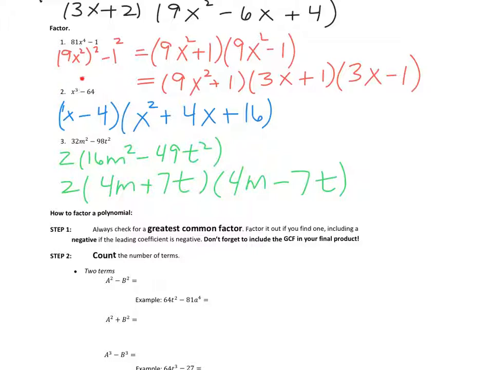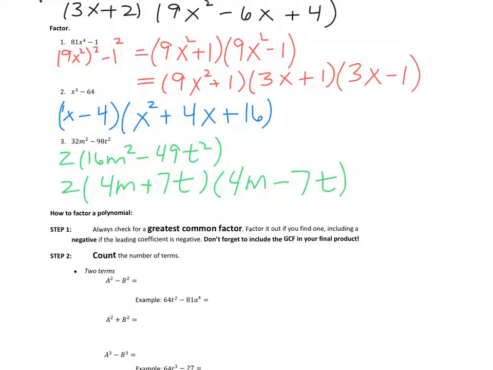Number 2 is relatively straightforward. No greatest common factor, 2 terms, difference of cubes. 64 is 4 cubed. So here we go here. Number 3 was a little bit different because we had to factor out a greatest common factor first. And remember to include that 2 in your final solution.